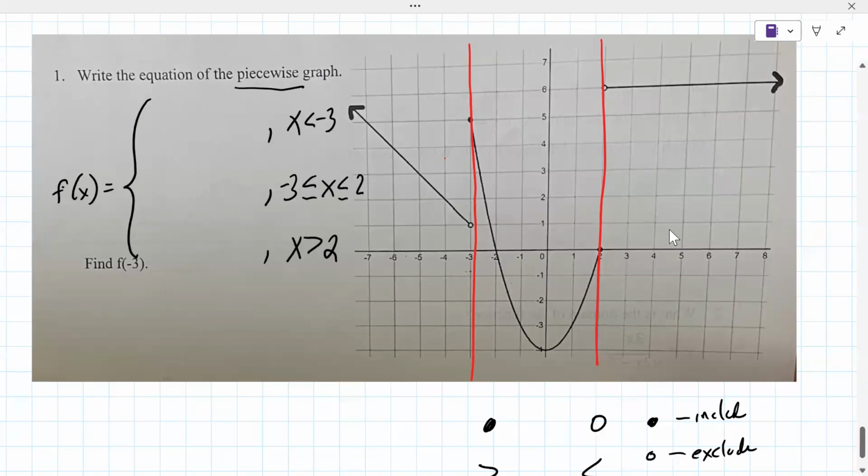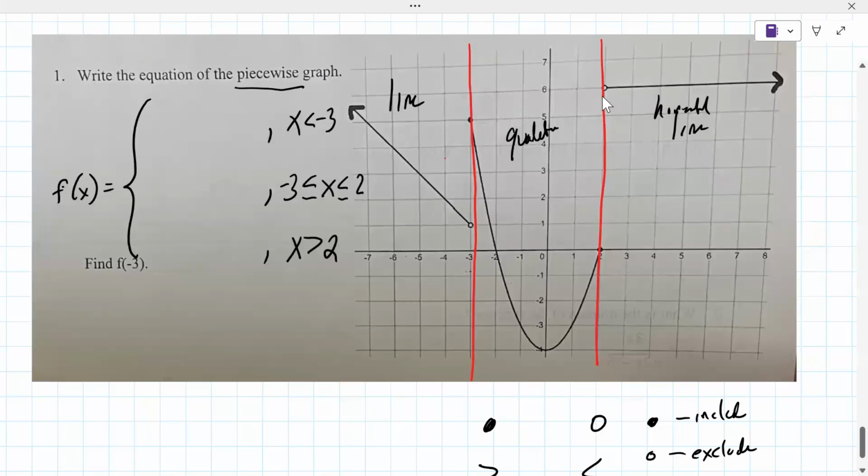Now the next thing is to figure out what each of these is. Sometimes it's good to put a word here, like this is a line, this is a line. It's actually a horizontal line, which is helpful because we just did those. And the one in the middle is a parabola, or a quadratic. Let's do the easy ones first.